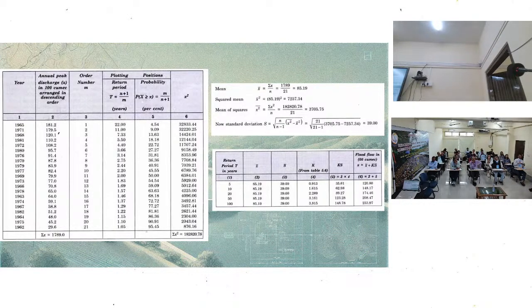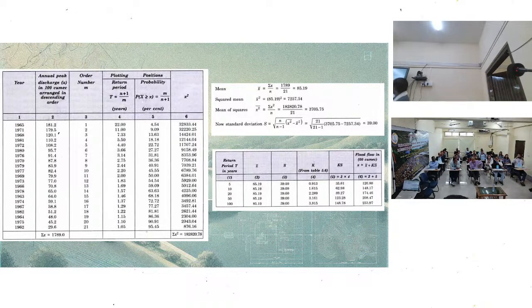Similarly, m/(n+1) we will do. So m is 1, n is 21, so 1/22. Likewise, you can always get the values. Then you can get the x square value, which is basically the square. Then you sum all of it, and you will get this big number.